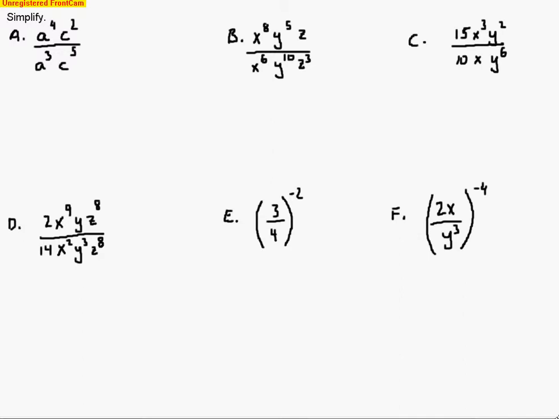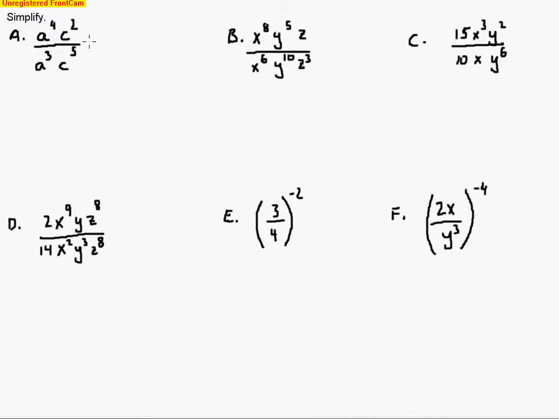Today we are going to look at the division properties of exponents. So let's take a look at the first problem here. Here we have a to the fourth, c to the second over a to the third, c to the fifth. Well, the rule is that we can just subtract the exponents, and let's see why that's the case.